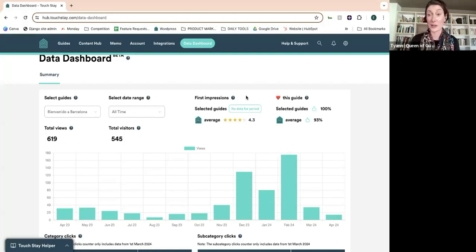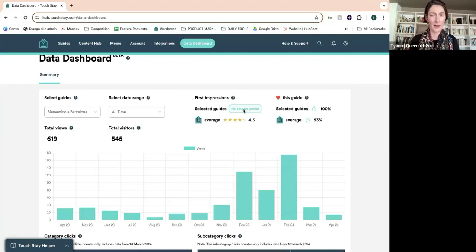So that's what the first impressions category is all about. I don't have this turned on in my account, which is why there's no data showing. But if I did, you would see a star or a number rating here. And underneath that, as you see, we have this average and we have the little TouchStay logo. So for all of the customers with a TouchStay account, the average feedback rating for the first impressions topic is 4.3. So if mine was 3 stars or 3.2, I'd know that I was below the average. And that's a nice indicator for me.